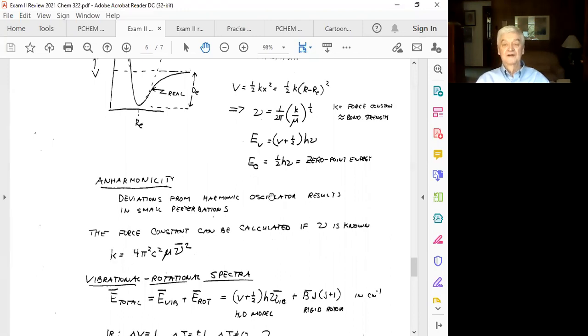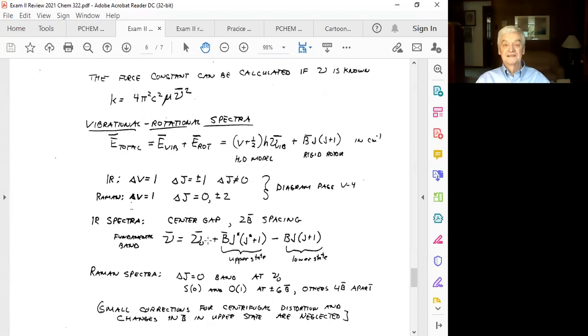When you want to do calculations, this formula has frequency in seconds to the -1, but we're going to typically work in centimeters to the -1. So then I put a bar over the nu. If I want to calculate the force constant, then I need the reduced mass in grams, the vibrational frequency in centimeters to the -1, and the speed of light in centimeters per second. So make sure you practice doing a problem calculating the force constant from a frequency, or if you know the force constant, calculate what the frequency comes out to be.